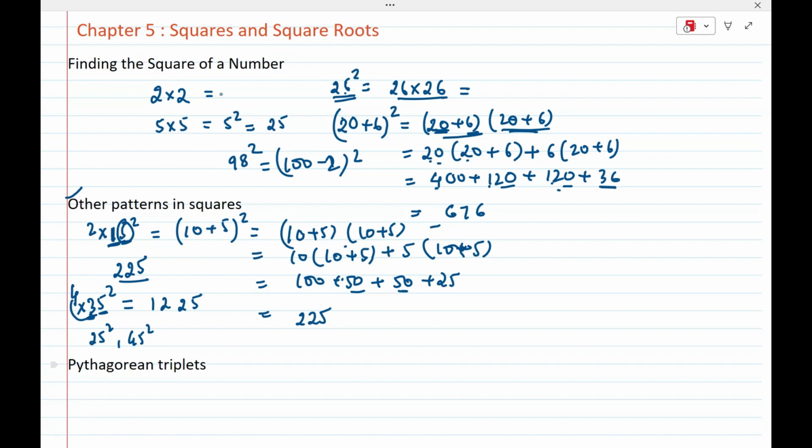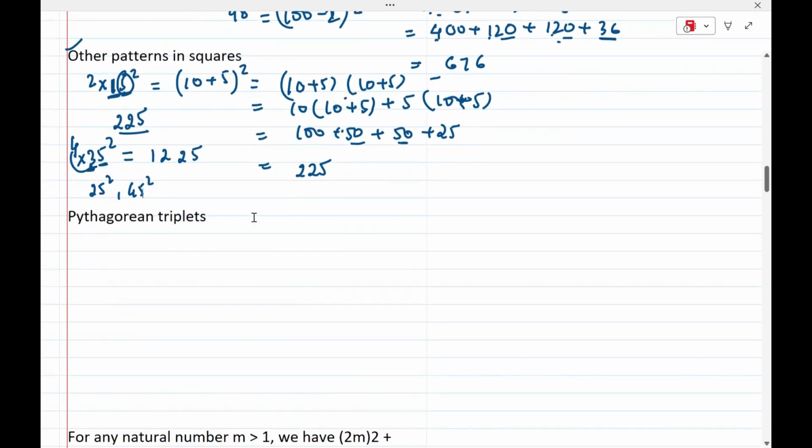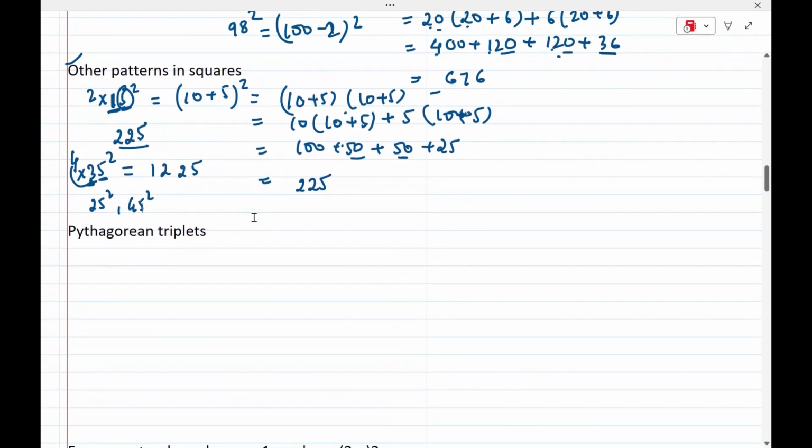Now coming to the Pythagoras triplet. What is a Pythagoras triplet? First, understand the Pythagoras theorem. What is the Pythagoras theorem? If I take a right angle triangle here and I have 3 angles A, B, C, right angle at B. So the longest side is the hypotenuse. This one is the perpendicular and this one is the base.